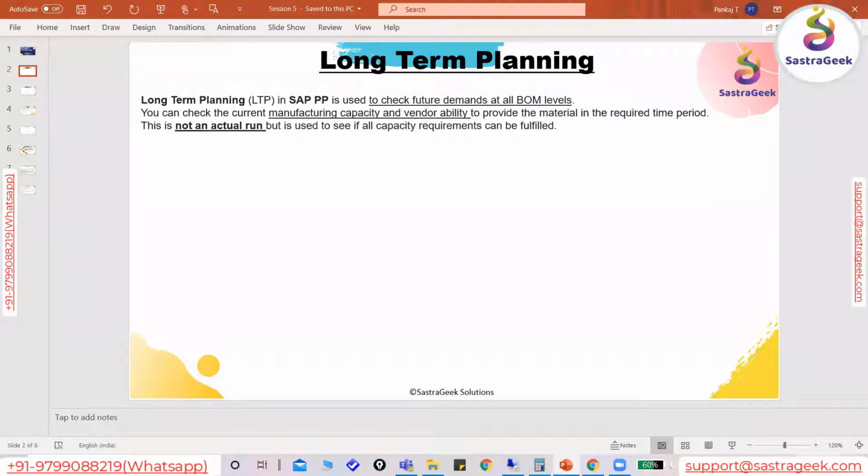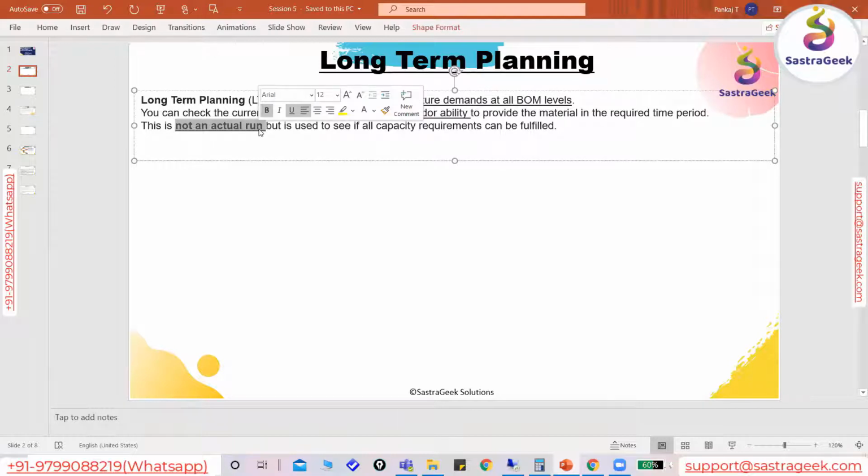If not, what are the different solutions, or what are the different corrective actions that can be taken? If we are running this planning on a real active version, that may disturb your current planning, right? So LTP gives us a facility to do that planning in a simulation mode. This is not actually an MRP run. This is a simulation MRP run where we can get the planned independent requirements and all the capacity constraints created. And we can simply look into the report and check.